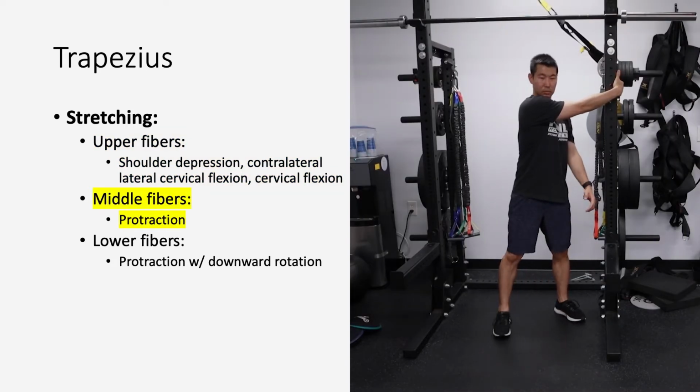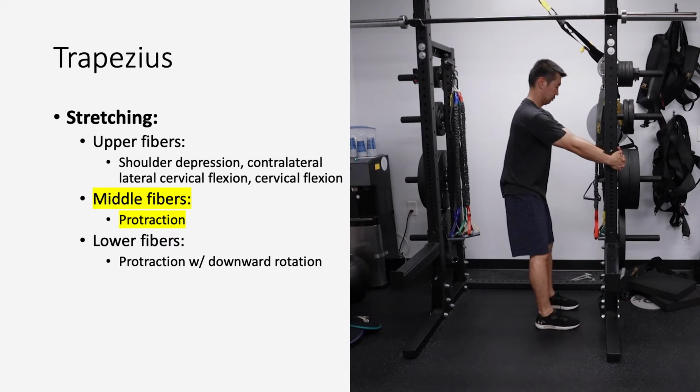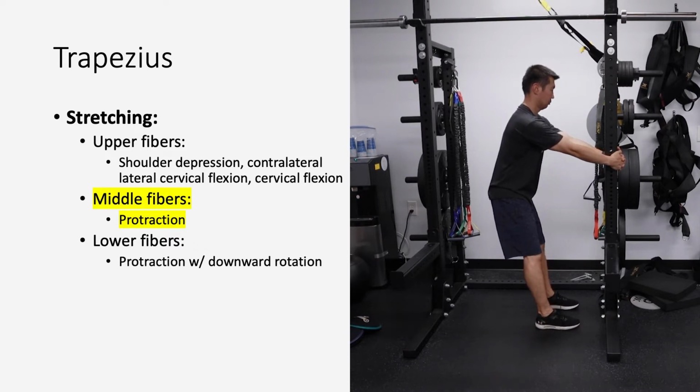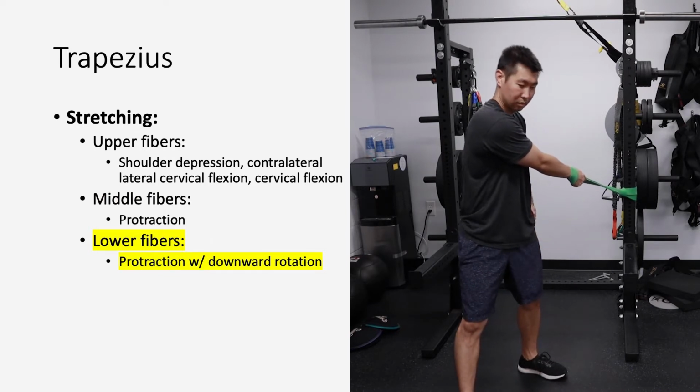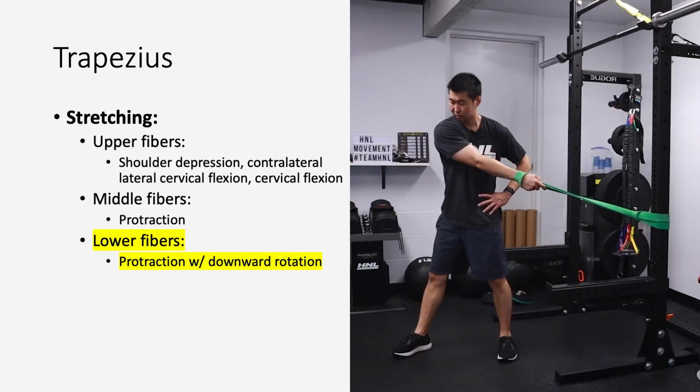For the middle fibers, extreme protraction. So usually grabbing onto something, rounding your shoulders and protracting your shoulder blades forward, that is going to get the mid traps. And for the lower fibers, you are going to try to create protraction. Typically what I like to do is have my arm below shoulder height so that you get some downward rotation of the scapula along with that protraction. And that is how you're going to lengthen out your lower trapezius fibers.